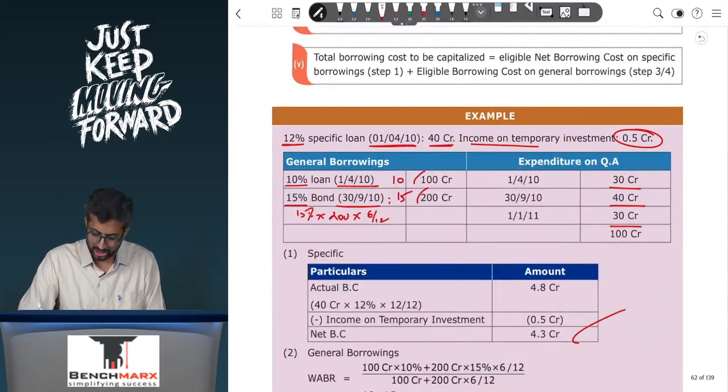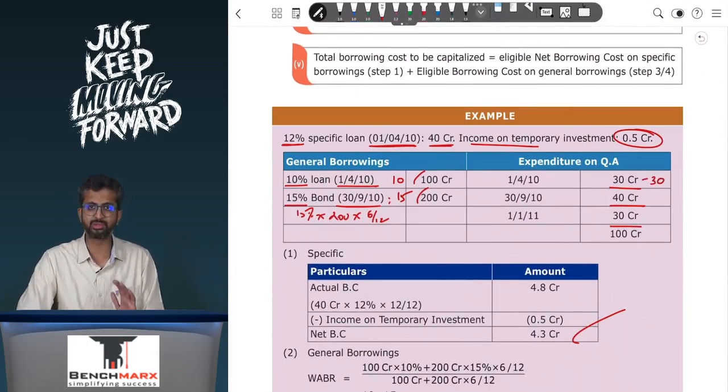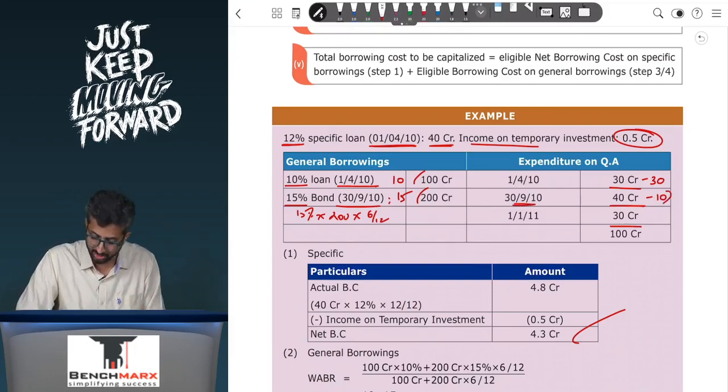Third, there is expenditure incurred of 30 crores. However, this 30 crores must have entirely come out of the specific borrowing only, and hence none of this 30 is coming out of the general borrowing. Next, your expenditure on 30th September is of 40 crores, out of which 10 crores is still remaining of the specific borrowing, will come out of the specific borrowing, and hence the remaining 30 will come out of the general borrowing, which is costing 12.5%, let us say, for 6 by 12. And lastly, the entire 30 is coming out of the general borrowing again into 3 by 12.